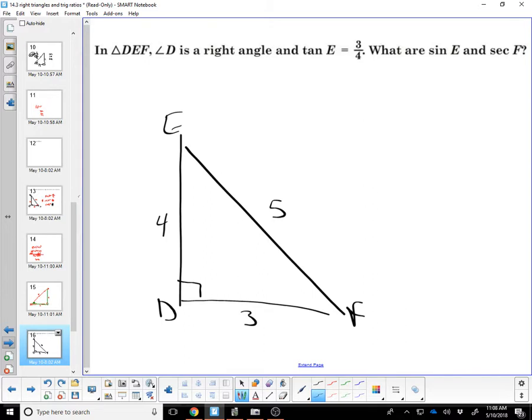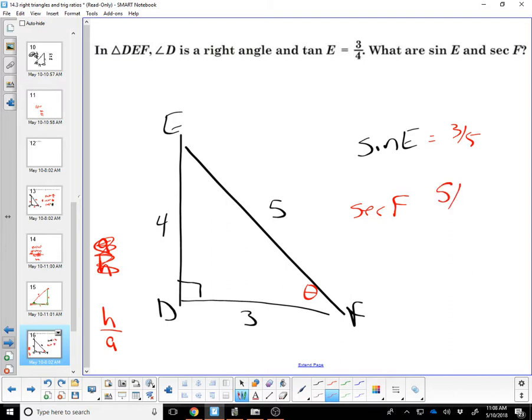Right? They want us to find the sine of E. So where am I going to draw my theta? Up at the top. Okay, sine is opposite over hypotenuse. 3/5, and I'm done. They want secant F. What's my viewpoint? F. Secant is the reciprocal of cosine. Cosine is adjacent over hypotenuse, which means I want to do hypotenuse over adjacent. So what is it? 5/3, and we're done.